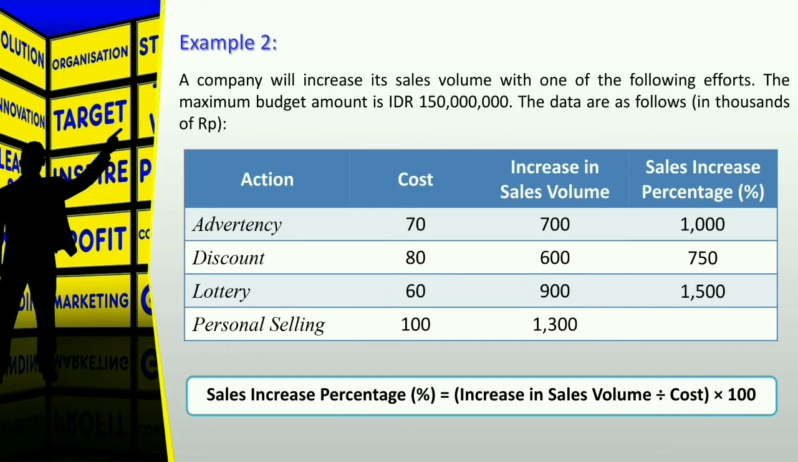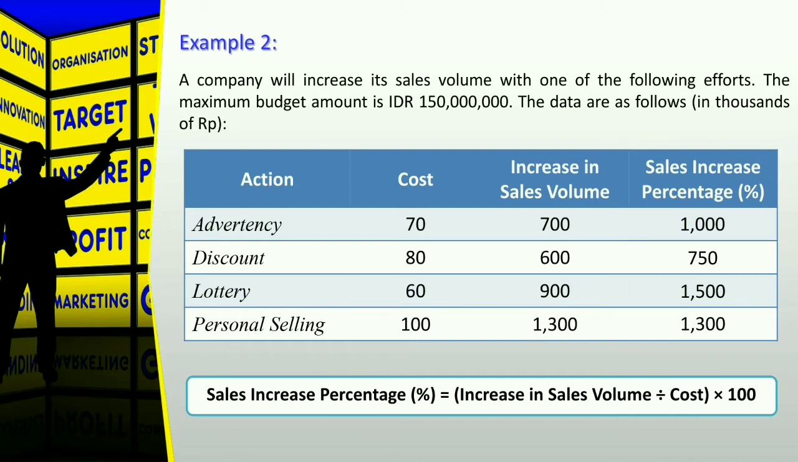And the last action is personal selling. The sales increase percentage for personal selling is 1300. The value of 1300 is obtained from 1300 divided by 100 then multiplied by 100. Confused, right? Yeah, me too.